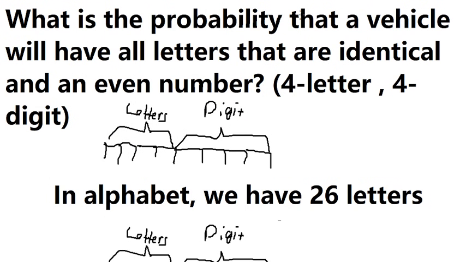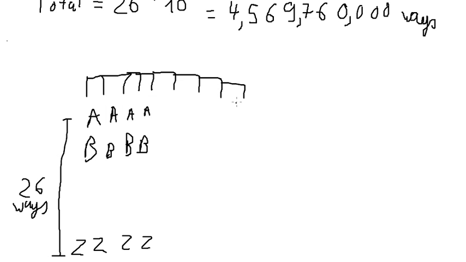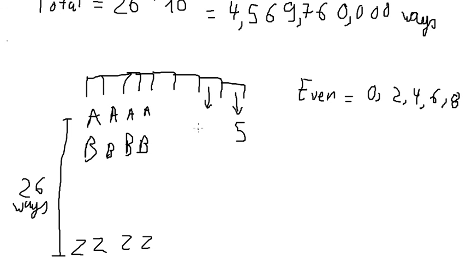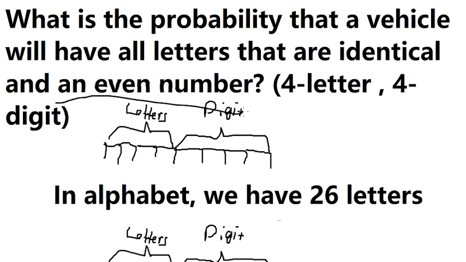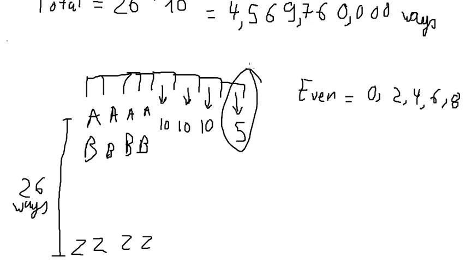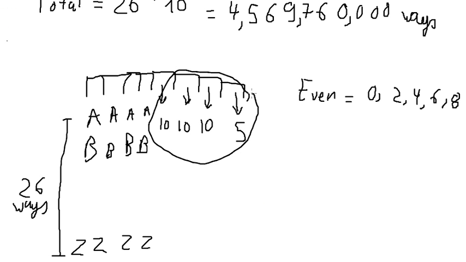Now the next one, we have an even number. To get an even number in here, so this one, we know that should be 0, 2, 4, 6, 8. So the first number in here, you get 5 ways in here. So from here to here, you get 10, and 10. Why? Because they want to have an even number. So the last digit should be an even digit. So you get an even number in here.